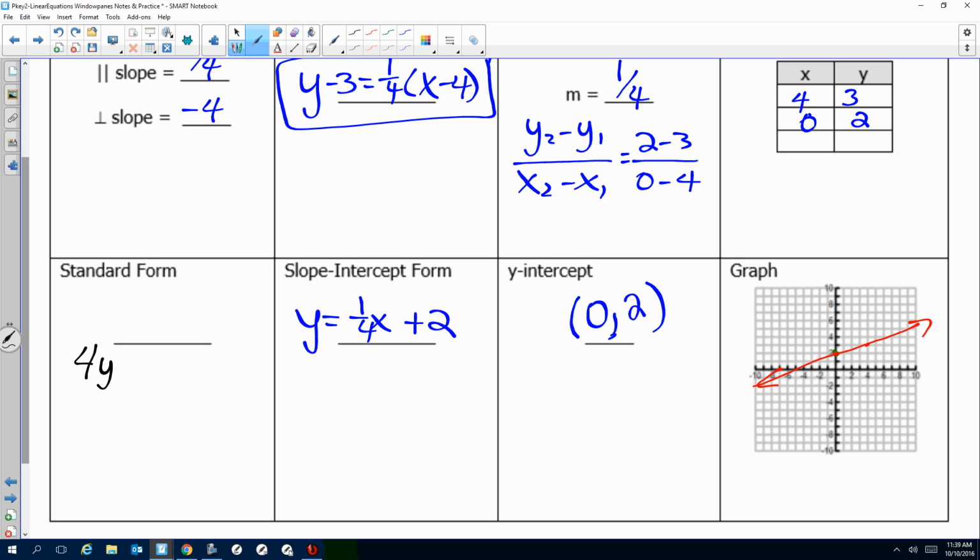Oh, sorry, I forgot the x. 4x. Why do I keep writing 4y? x minus 4y equals negative 2. Why is it 4y?